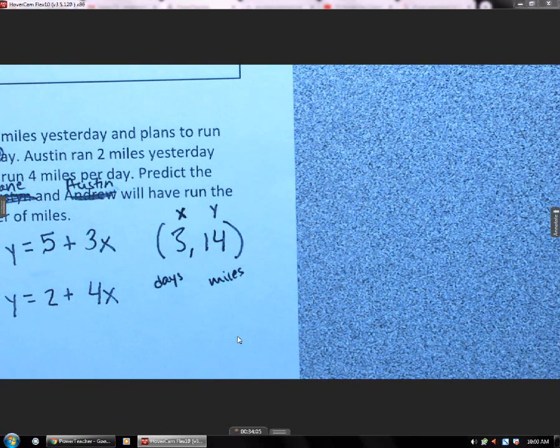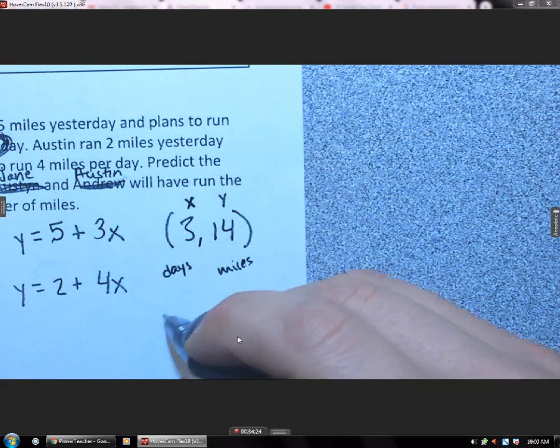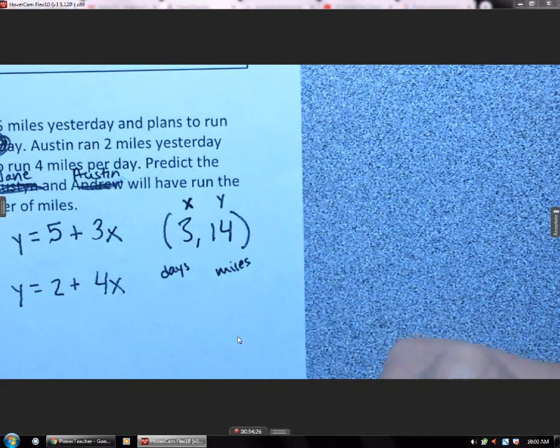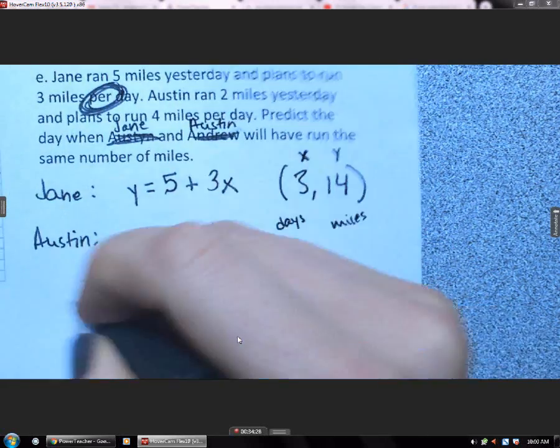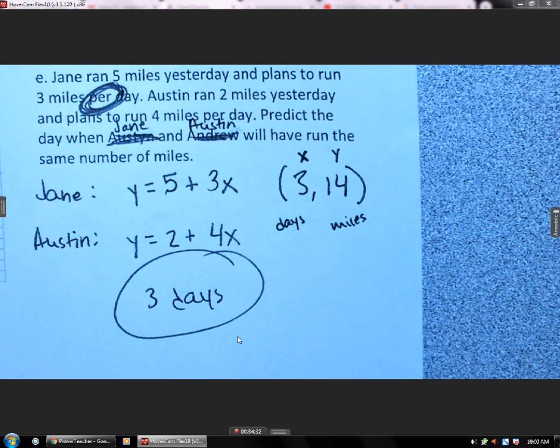So what does 3, 14, that ordered pair, tell you? 3 days, 14 miles. So on the third day, both of them ran 14 miles total. 3 days, 14 miles. You with me? So predict the day, how many days is it going to take? 3 days. Your answer is 3 days, not 3, 14.